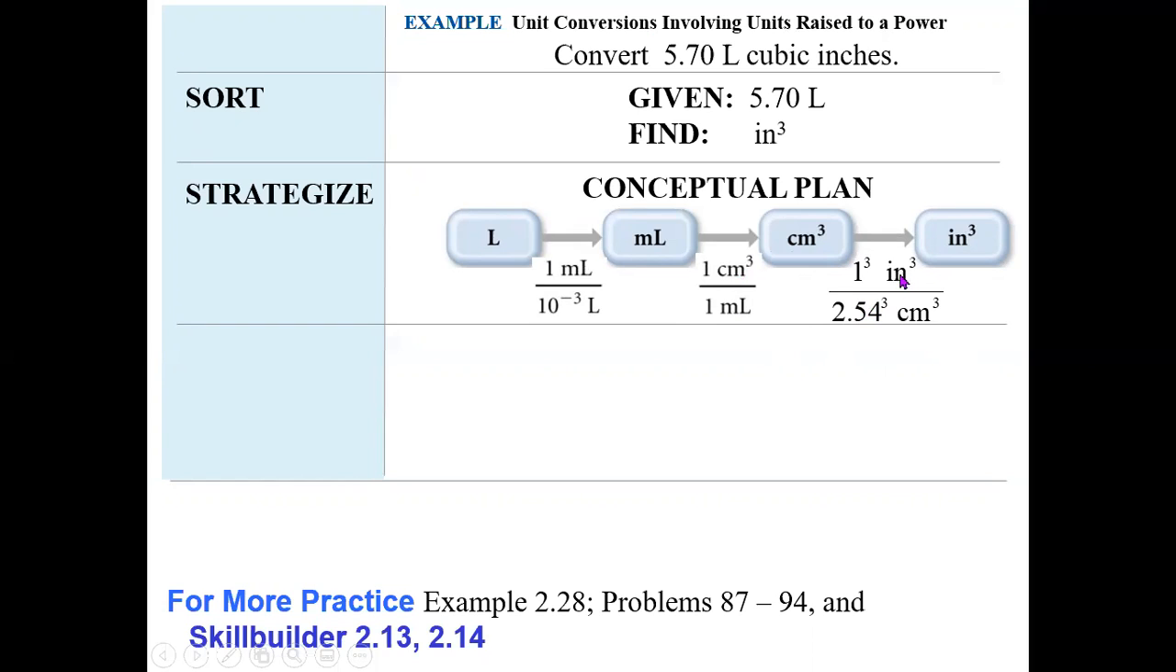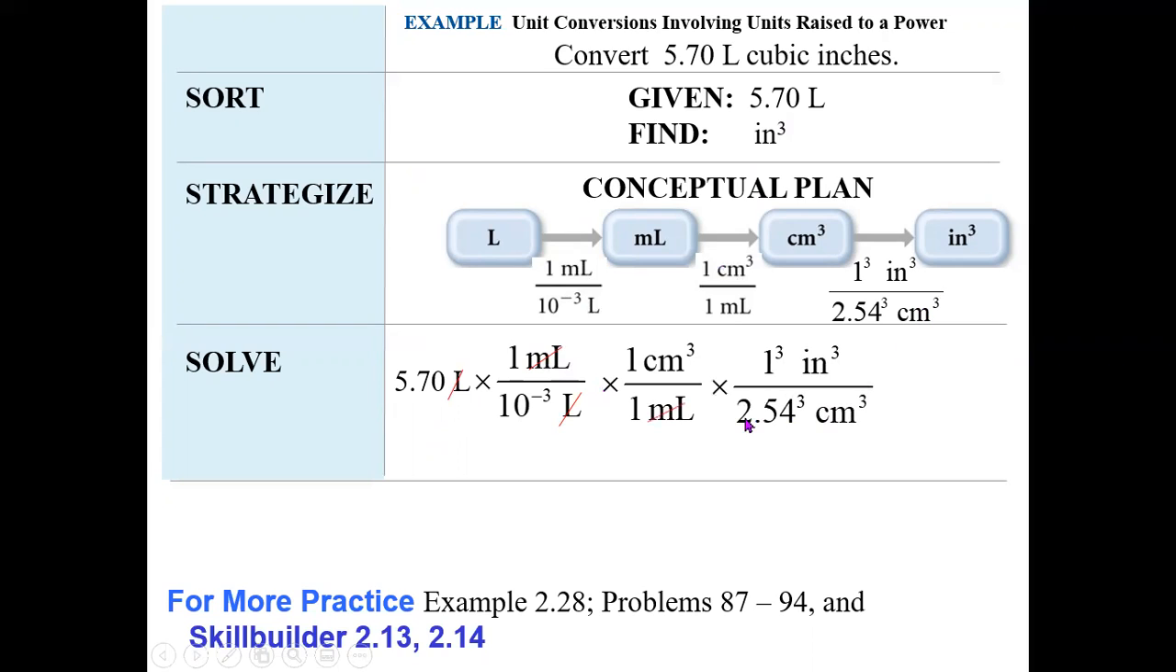Again, here you will see the 1 gets cubed, then the 2.54 also gets cubed. Don't forget that, to get the inch cube and cm cube. Once we have these three fractions, we are ready to apply them. We start with the given 5.70 liter. Then we multiply by the first fraction, and we can see the cancellation of the liter. Then we multiply by the second fraction, and we see the cancellation of the milliliter. Then we multiply by the last fraction, and we see the cancellation of the centimeter cubic.